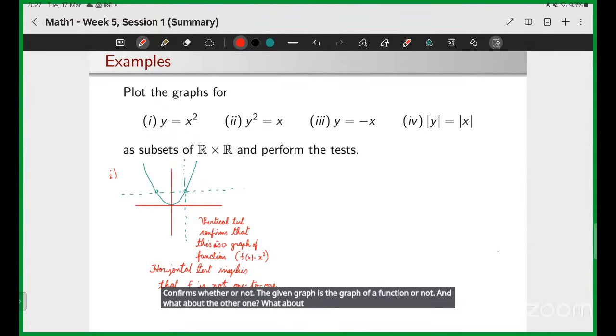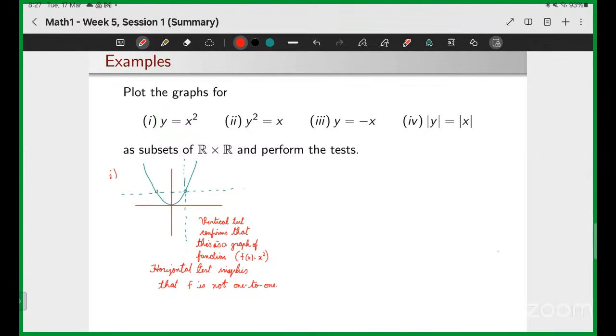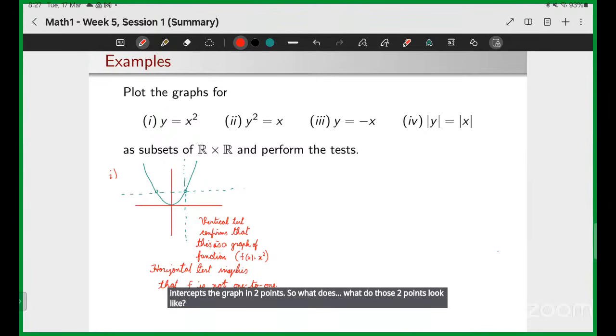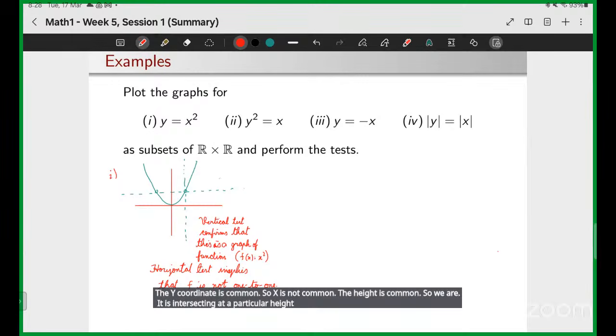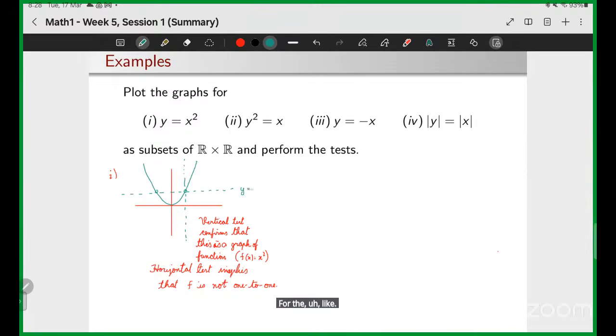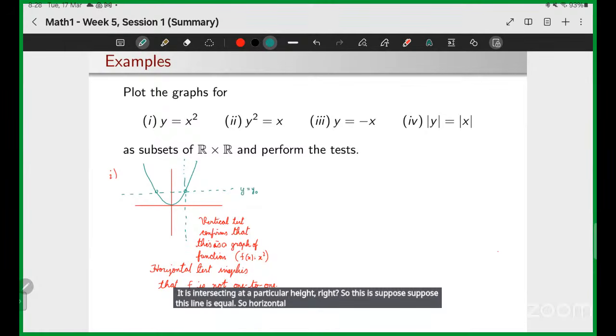What about the horizontal line test? Now, in this case, you have seen that the line intersects the graph in two points. What do those two points look like? What is common for the two points of intersection? The y coordinate is common. No, x is not common. The height is common, so it is intersecting at a particular height, right? So horizontal lines are of the form y equals y naught, isn't it?